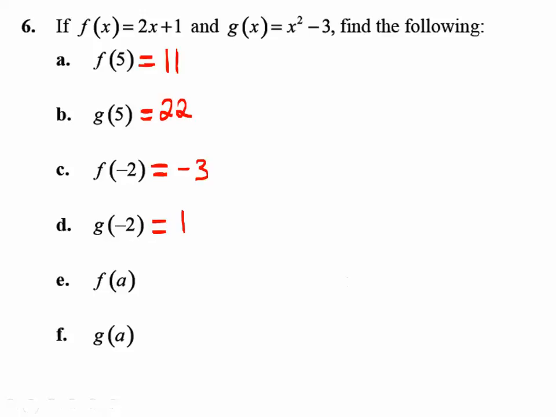Good so far? And then the weird stuff here. So f of a, that's no fun. That's a variable. So all we have to do is, again, that's why it's called a dummy variable, you just plug in whatever it says. That's what you plug in. And so f of a means I'm going to plug in an a for the x this time. So 2 times a plus 1. If it was a triangle, we would say 2 times triangle plus 1. So g of a gets plugged in. Now that's going to be a squared minus 3 for that one.